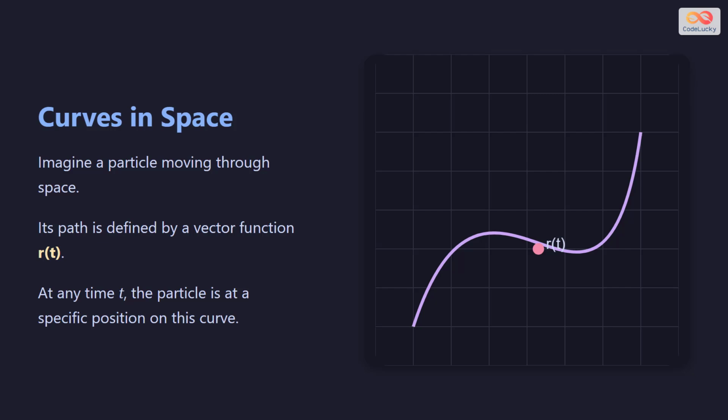First, let's establish our setting. Imagine a particle moving through three-dimensional space. Its path traces out a curve. We describe this position at any given time, t, using a vector function, r of t. As time progresses, the particle moves along this path.